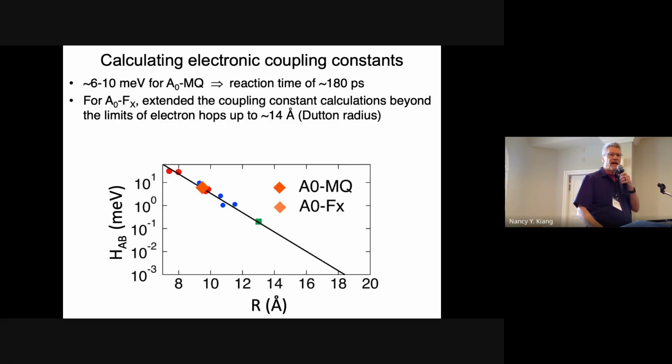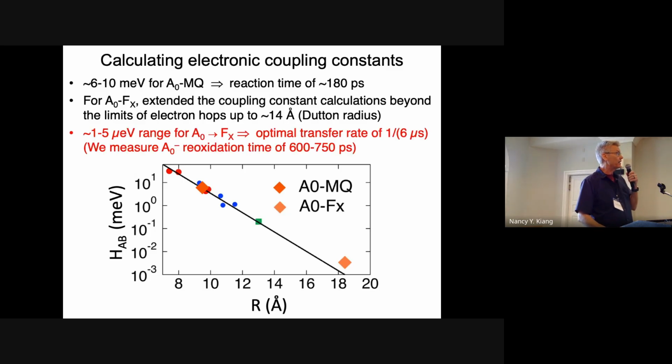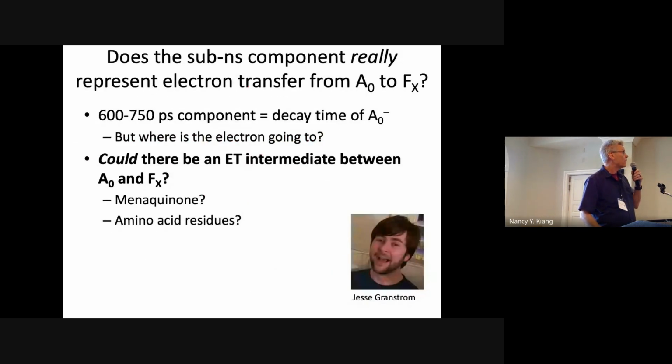But for A0 to FX, they actually had to extend the calculations, because electron transfer had never been calculated for a hop that long. It's about 18 angstroms, and you get about a micro electron volt range for coupling, which gives you an optimal transfer rate of about 6 microseconds or so. That's about 3 to 4 orders of magnitude slower than what we measured. Dmitry said that's impossible. There must be an intermediate that you're missing.